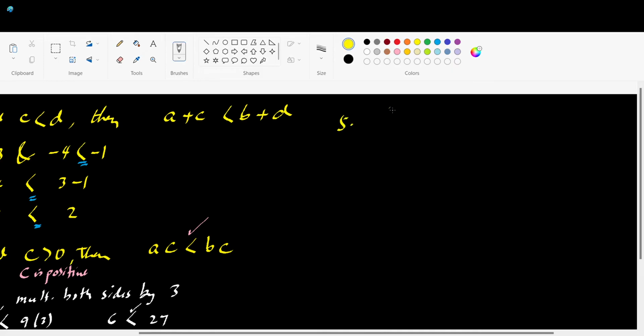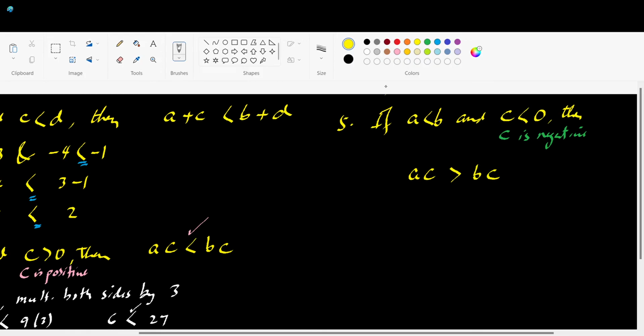The next one is important. If A is less than B and C is less than 0, meaning to say C is negative, then AC is greater than BC. So take note, the original inequality is less than. We multiply both sides by a negative number. You have to reverse the sense of the inequality.